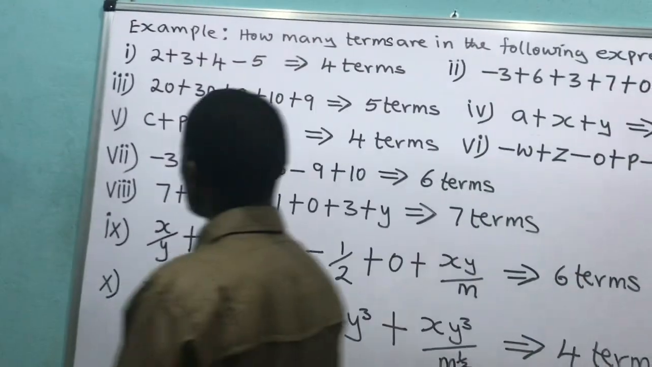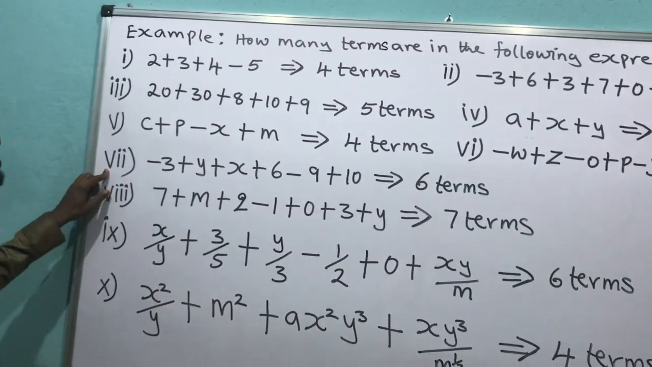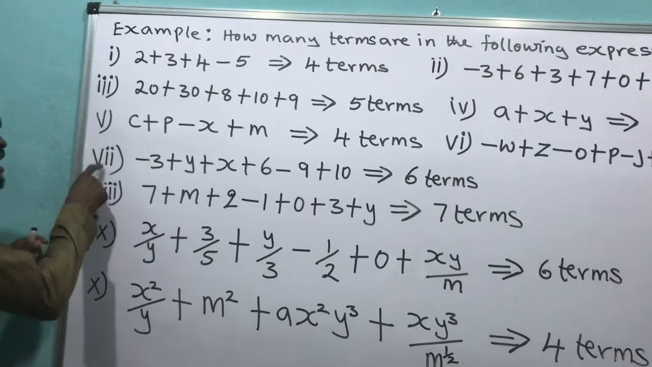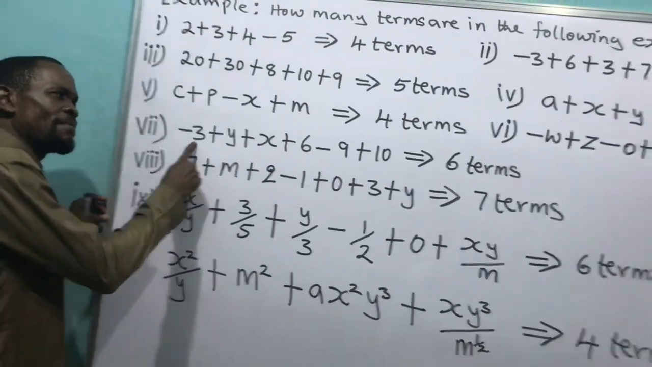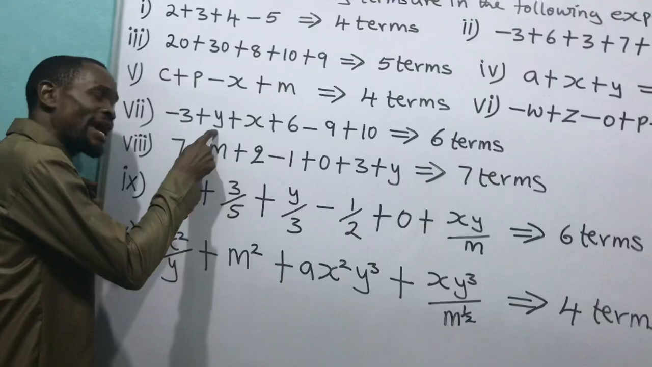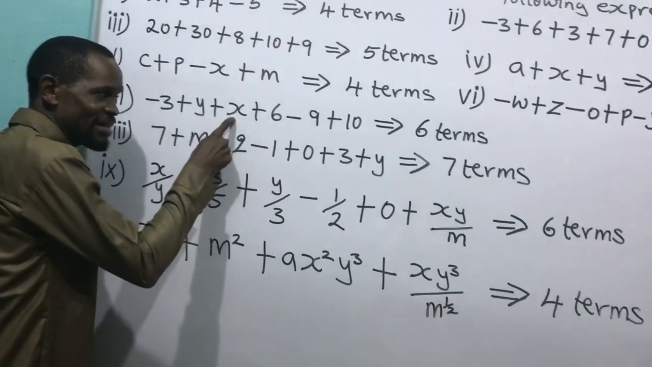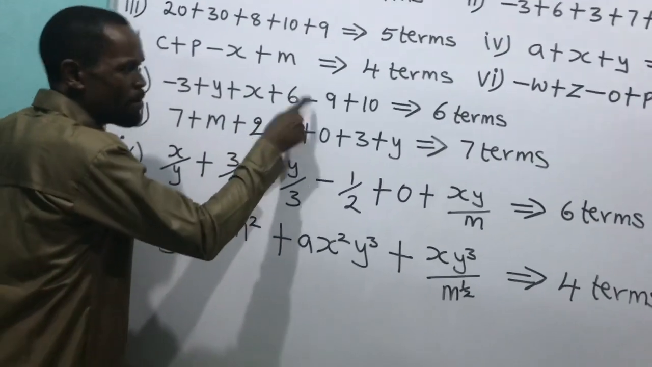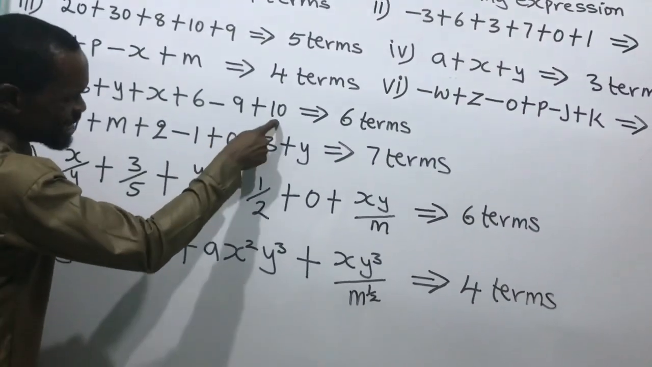Can we move now towards question number 7? VII. Minus 3 is a term. Plus Y is a term. Plus X is a term. Plus 6 is a term. Minus 9 is a term. Plus 10 is a term.